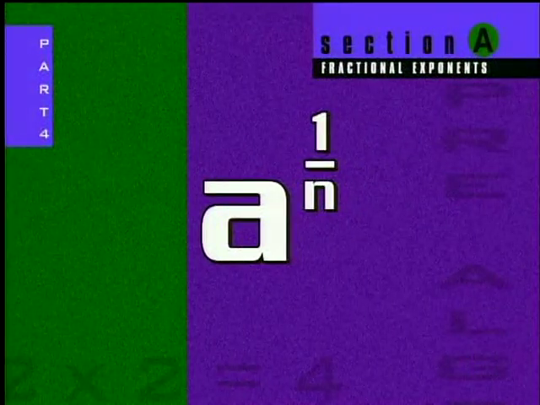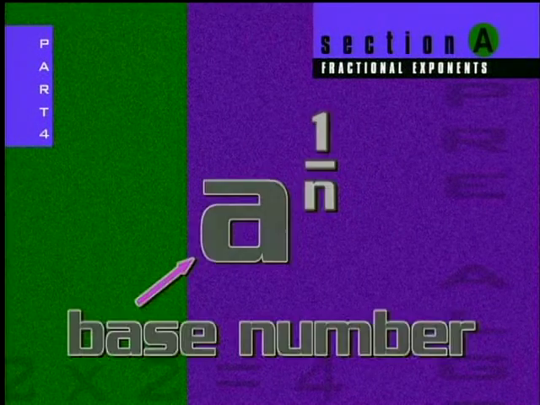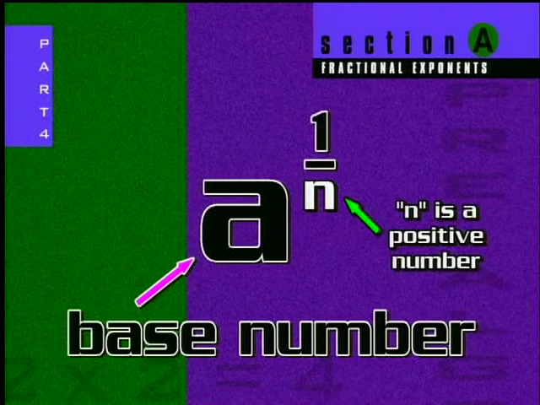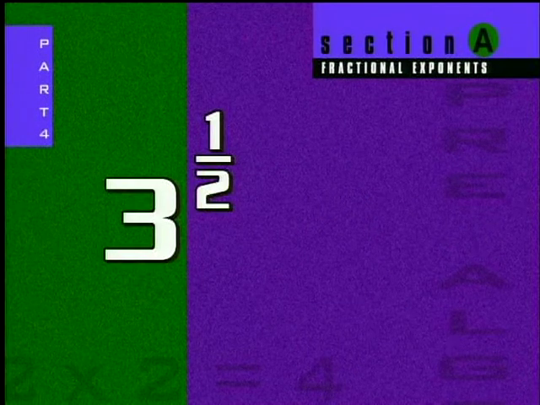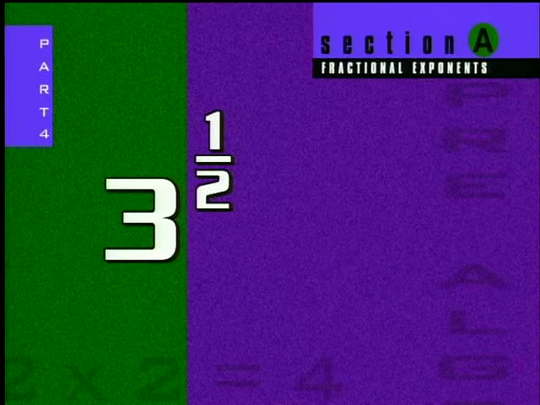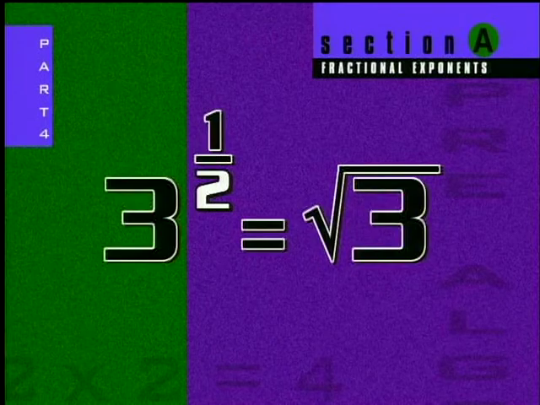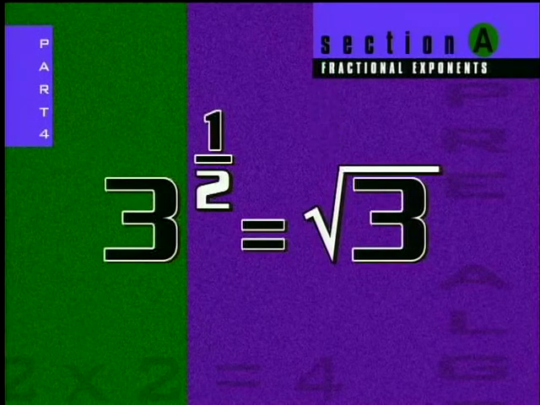The first form for fractional exponents looks like this. A base number a raised to the 1 over n power, where n is a positive number. So, we might have something like 3 to the 1/2 power. When we've got a number with an exponent that's a simple fraction, like 3 to the 1/2 power, it just means the square root of 3. We look at what number is in the denominator and take that root of our base number.